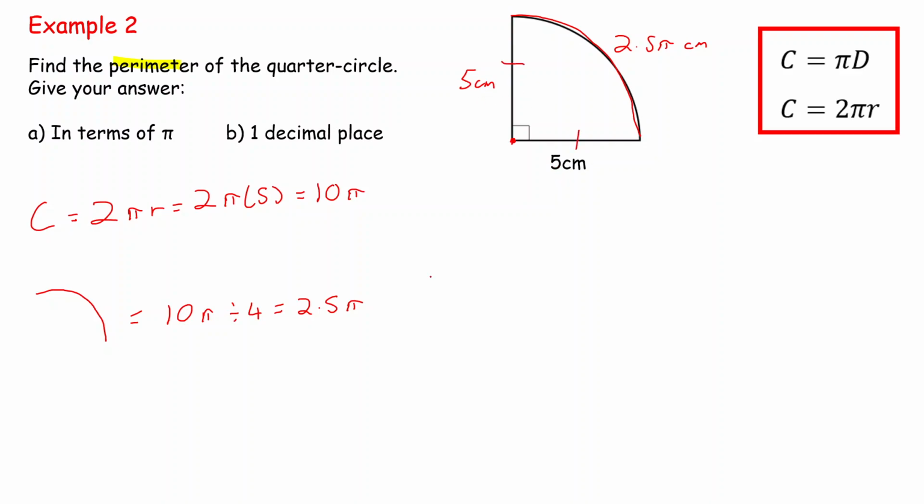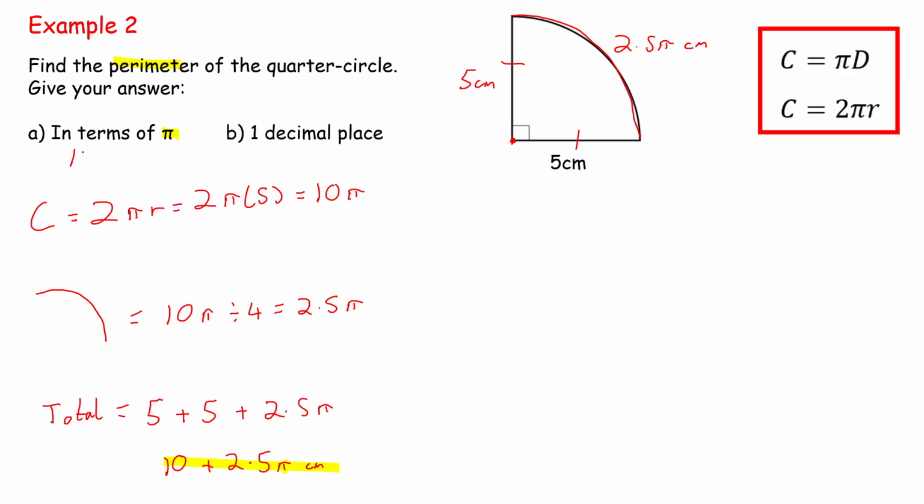That's really important. So in total, the full perimeter is going to be the curved part, which is, well, actually we'll go for the two radii, which is 5 add 5, and we're adding on 2.5 pi. 5 add 5 gives you 10, add 2.5 pi. I should really put centimeters, which I didn't do in the last one, but that's fine. And that is your answer in terms of pi, because you've got this part as pi, which is really important.